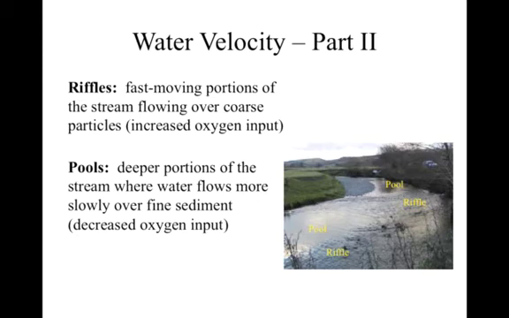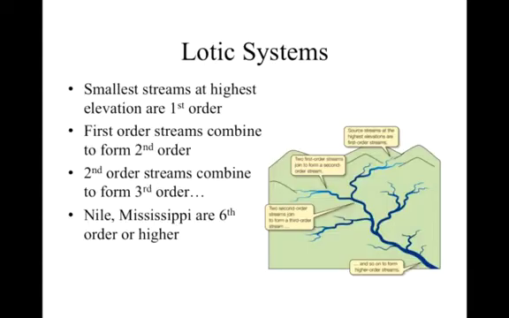All right. Within rivers, though, I can divide it even further based on water velocity. These are all, again, lotic systems, but in a lotic system, I have what I call riffles and pools. So riffles are the really fast-moving portions of the stream where they're flowing over coarse particles. And because they're agitated and bouncing around, you have a lot of increased interface with the air above, and so you get increased oxygen input into that area. Pools are deeper portions of streams where the water flows more slowly over fine sediment, and as a result, you get a decrease in oxygen input.